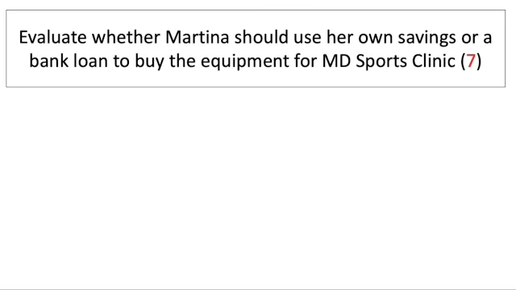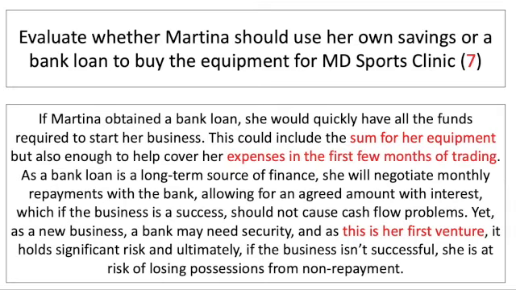So my first point, I'm going to go for a bank loan to begin with. It doesn't matter which order you do. You could do the savings first. It really doesn't matter. But I've chosen the bank loan, and I've said that if Martina obtained the bank loan, she'd quickly have all the funds required to start her business. So this could include the sum of her equipment, but also enough to help cover expenses in the first few months of trading. So I've highlighted that in red because I believe that I'm achieving AO2 from that, because I'm thinking about the equipment and I'm thinking about how expensive her first few months are.